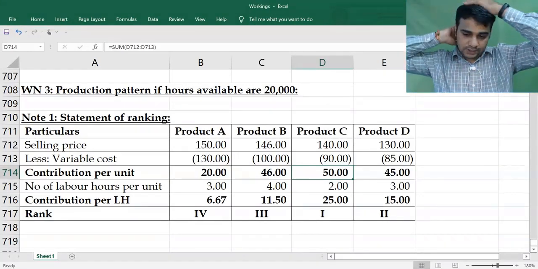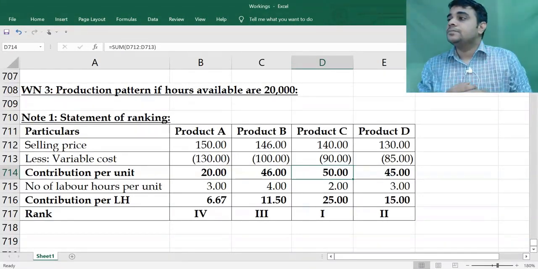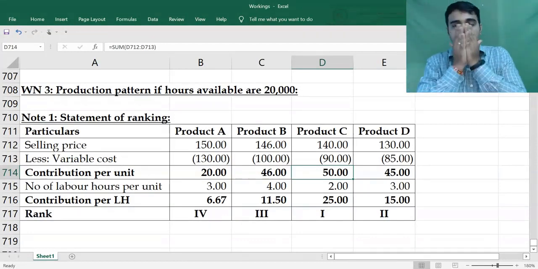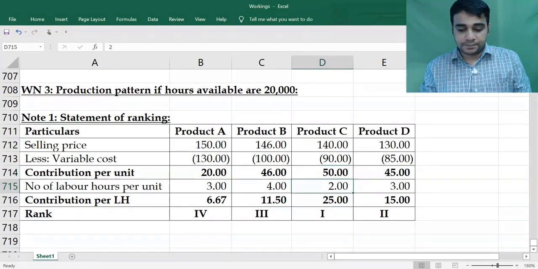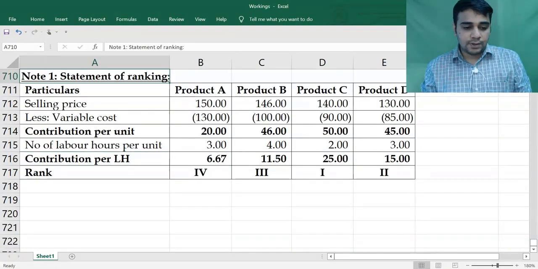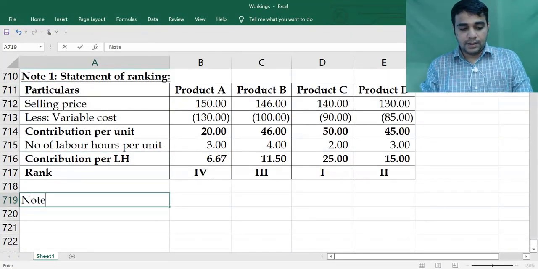Four, 3, 1, 2. That's the priority order. Any doubts on this? Next, note 2, statement of allocation.